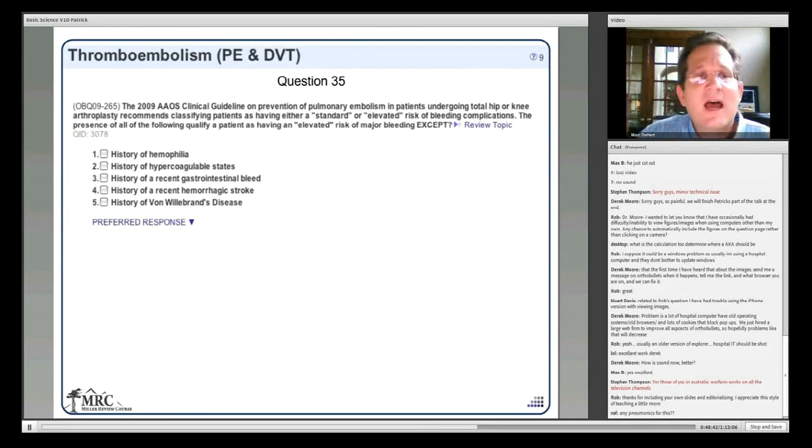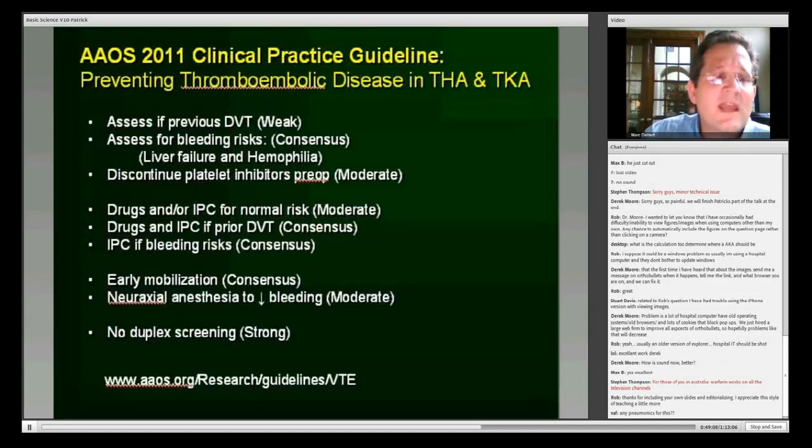The 2009 American Academy of Orthopedic Surgeons Clinical Guideline on the Prevention of Pulmonary Embolism in Patients Undergoing Total Hip and Knee Arthroplasty recommends classifying patients as either having a standard or elevated risk of bleeding complications. The presence of all of the following qualify a patient as having an elevated risk of bleeding except, another one of those except questions, so just put your thinking hat on when you answer any kind of question that ends in except. Now, the clinical practice guidelines that more recently came out on preventing thromboembolic disease are also ripe for questions because nothing's very new here.